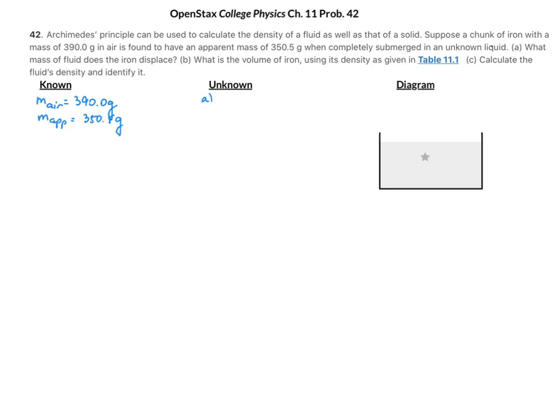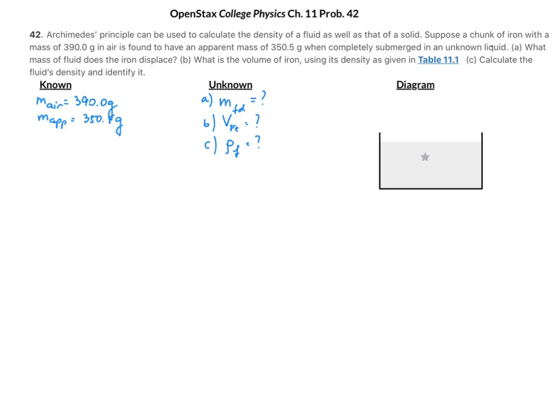In part A, we're looking for the mass of fluid that the iron displaces. We want the mass of the fluid displaced, so mass fluid displaced. In part B, we want the volume of iron, so we want volume iron. And in part C, we want the density of the fluid and what it is.